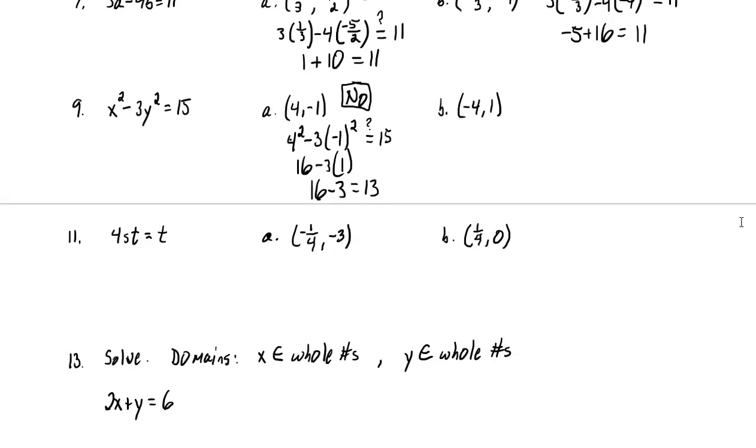Okay, question B. In place of x, fill in -4. In place of y, fill in 1. And we're wondering, does this make 15? So -4 squared is 16. 1 squared is 1. And this is 16 take away 3, which is 13. And this is no.